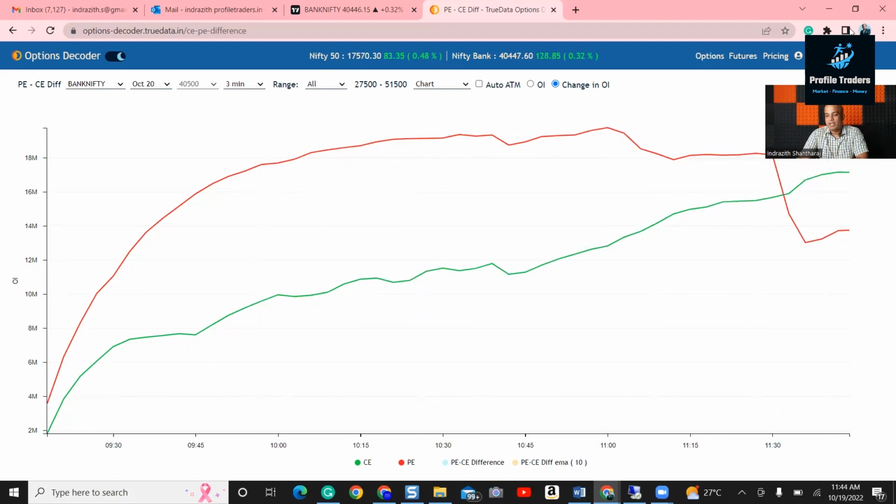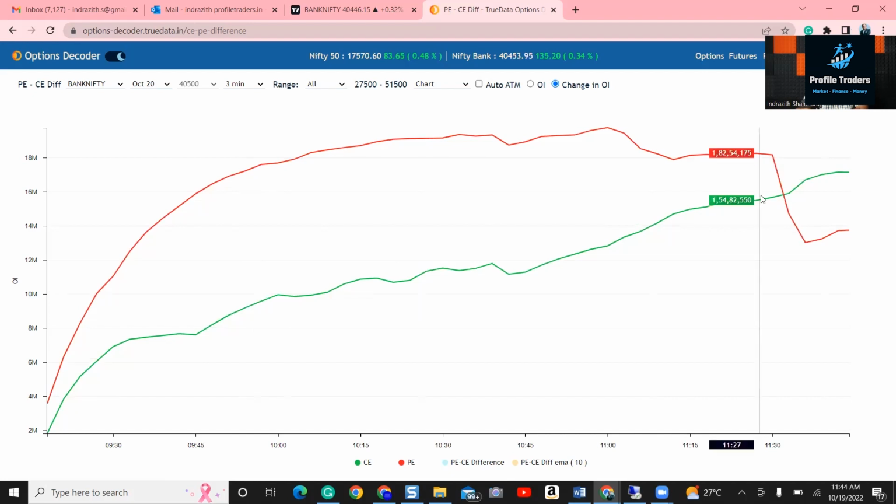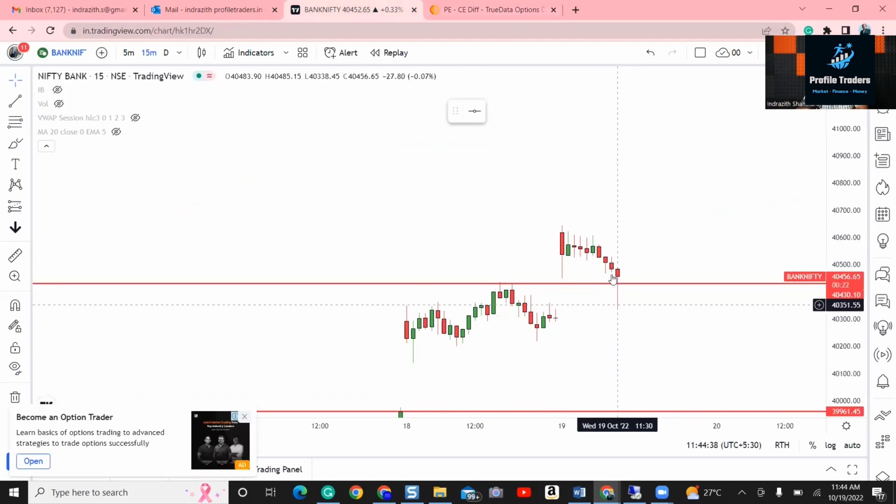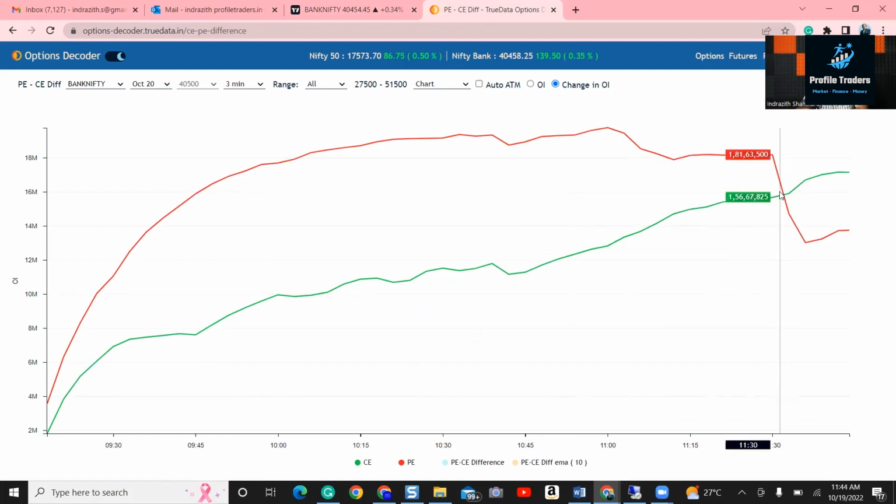So this crossover happened here, right? The crossover happened, which means put option sellers decreased, call option sellers increased, which means the market turned at this point of time. You can also see what happened in Bank Nifty. Whenever the market broke this important price level, this crossover happened actually.